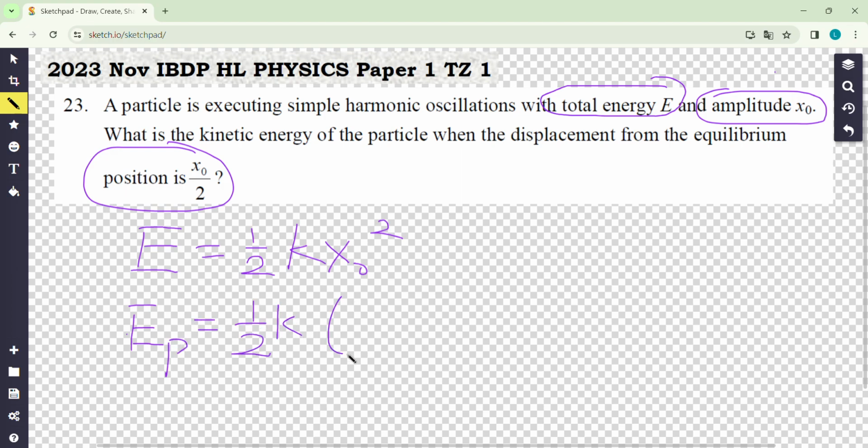k (x naught over 2) all squared. It means that it's just 1/4 of the total energy E. So where is the other 3/4 of E? It is in the kinetic energy. So kinetic energy equals E minus 1/4 of E, and it equals 3/4 of E.